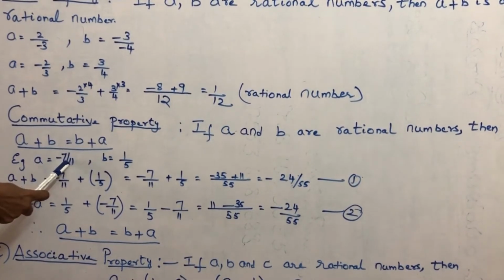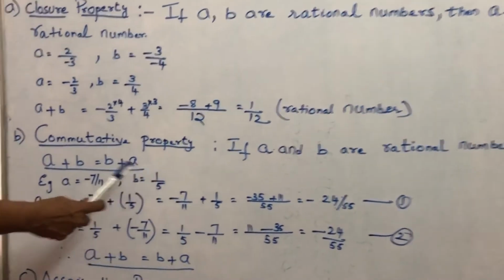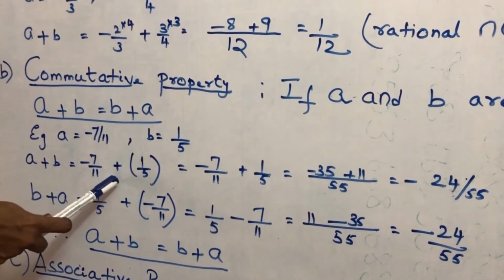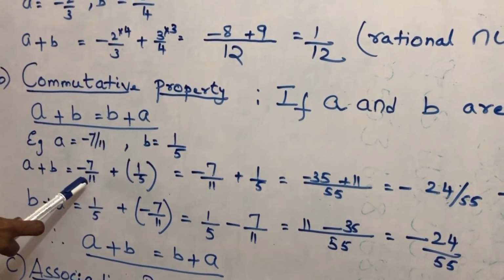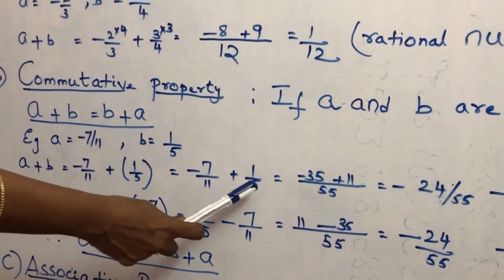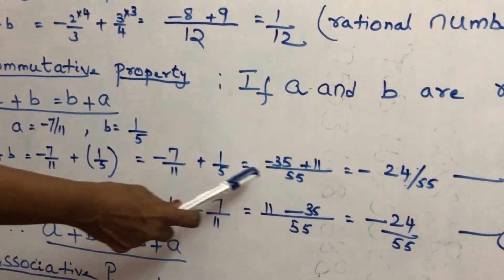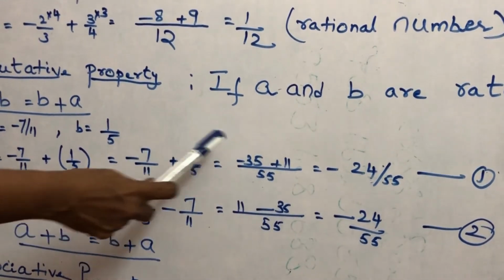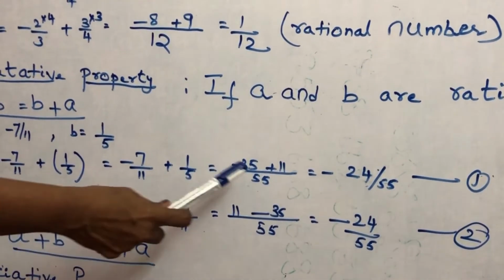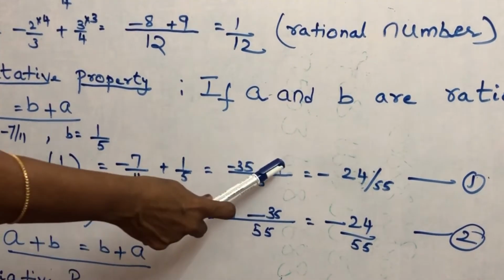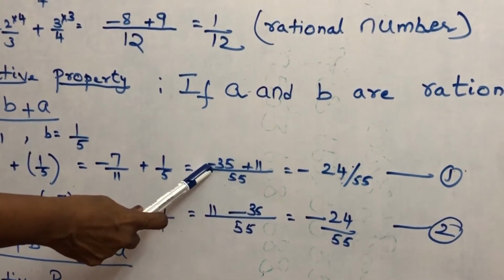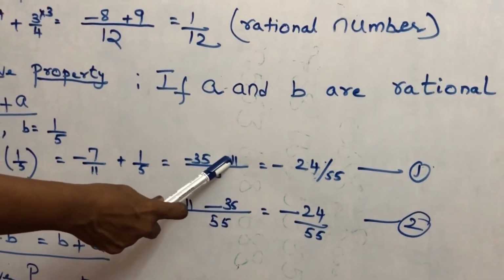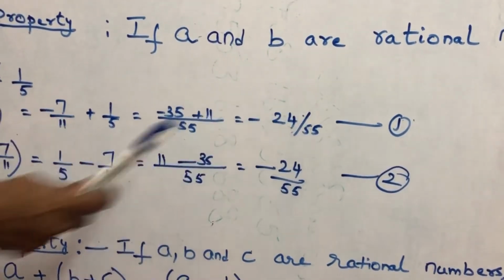a is minus 7 by 11. b is 1 by 5. a plus b is minus 7 by 11 plus 1 by 5. Denominators are different. Go for the common LCM. The common LCM is 55. 11 divides 5 times. 7 5s are 35. 5 divides 11 times. 1 into 11 is 11. Minus 35 plus 11. The sign of the greater number is minus. So 35 minus 11 is minus 24 by 55.